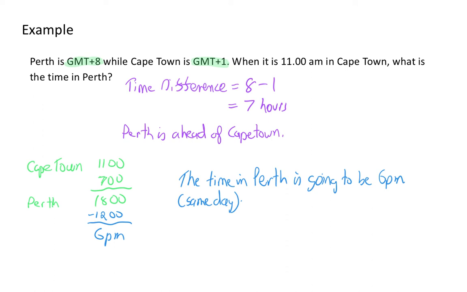If I knew what day it was, I could include that specific day. But because the question only says 11 a.m., it doesn't tell us what day of the week. I'm just going to use same day to let the person looking at my answer know that I know that it is the same day. So the time in Perth is going to be 6 p.m. on the same day. So that's two examples of calculations we can do when calculating time differences and different times between two locations within two different time zones, bearing in mind that neither of those had a change of day involved in the calculation.